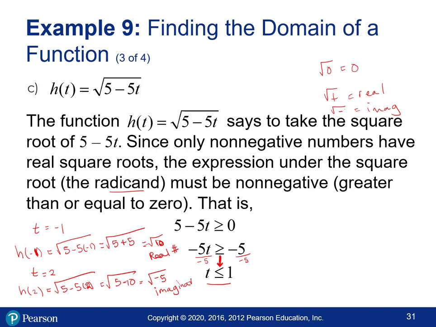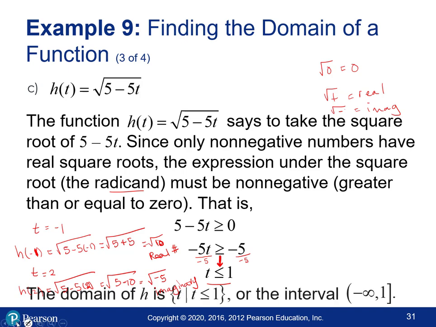Okay, so this is not a real number, and we want real numbers. So we can only plug in t numbers that give us real number answers. And so the domain in set builder notation is right here. I kind of wrote on top of it, but it's right here: all t's such that t is less than or equal to 1.